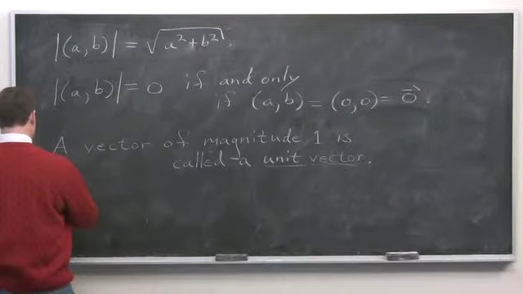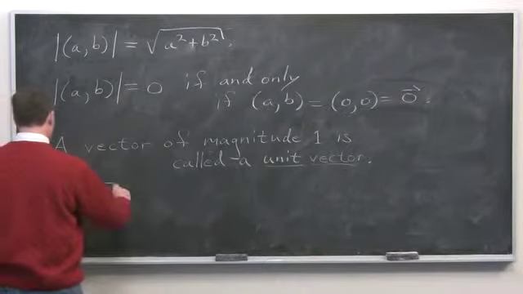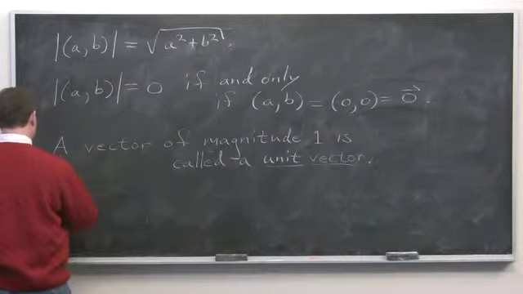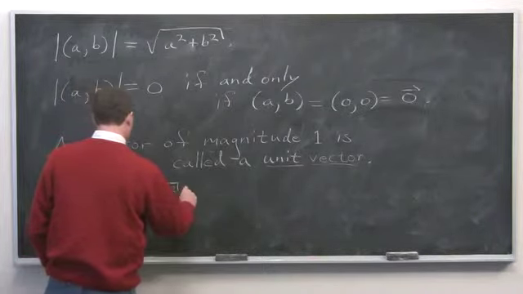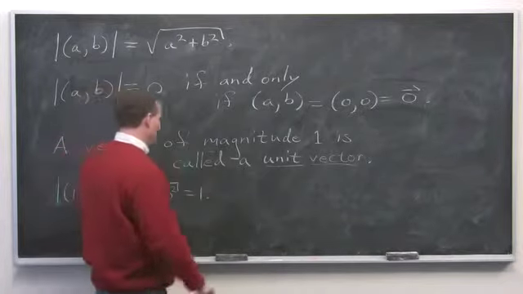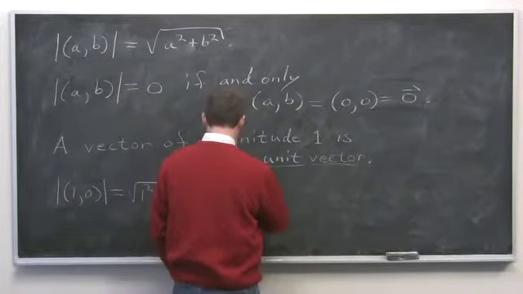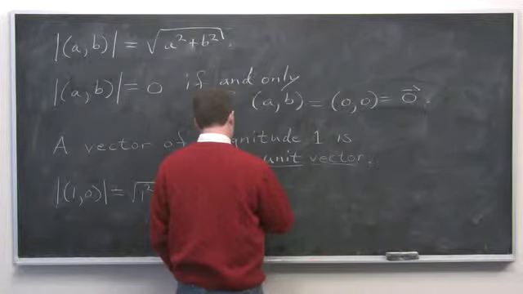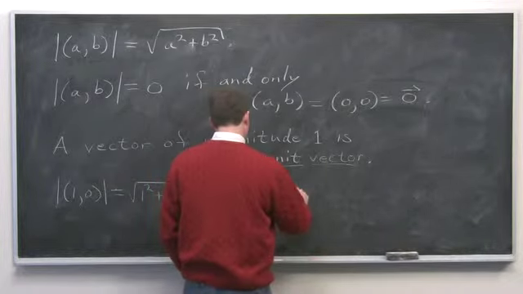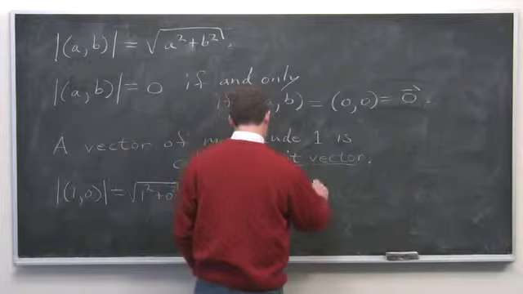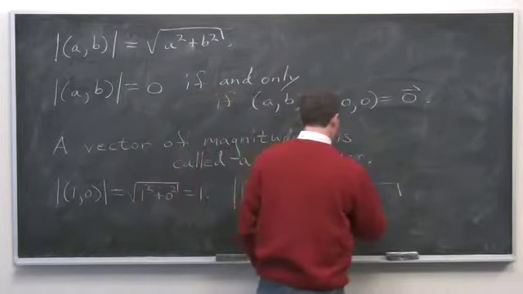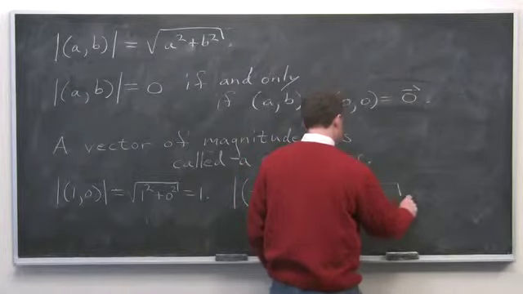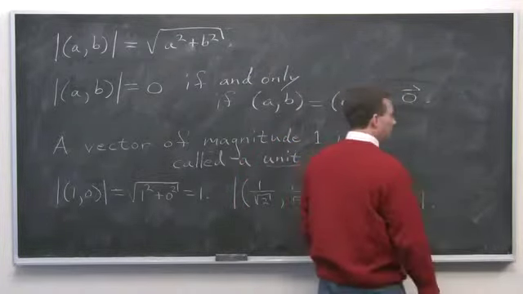So, for instance, the most obvious unit vector, 1, 0, would be a unit vector. But so would 1 over the square root of 2, 1 over the square root of 2. Because this would be the square root of this squared plus this squared, square root of a half plus a half. So 1.